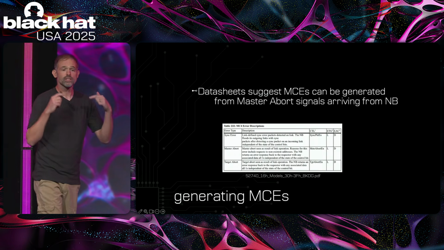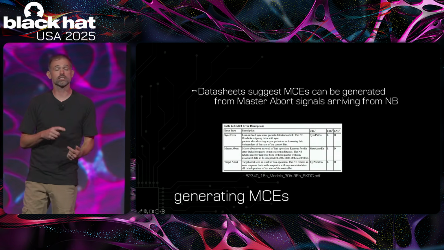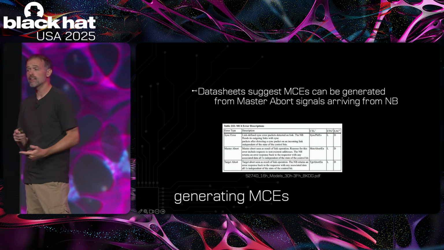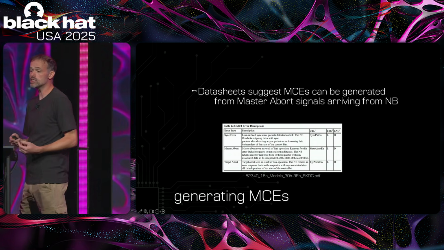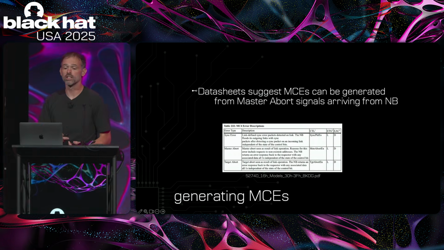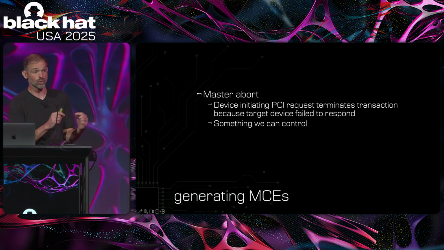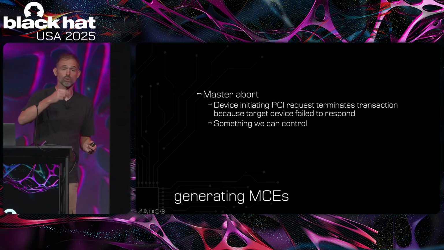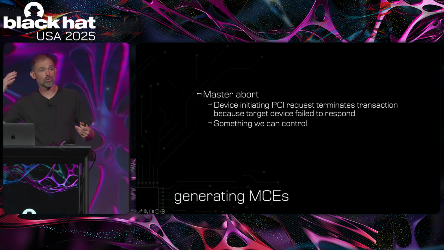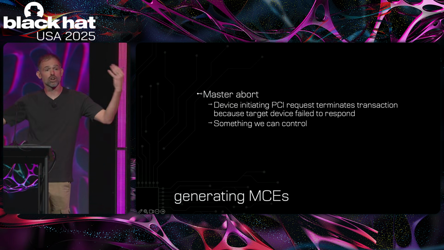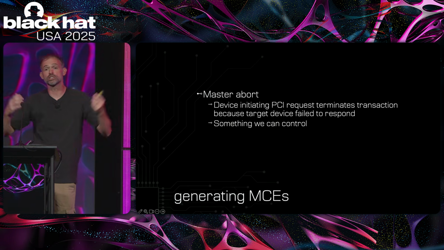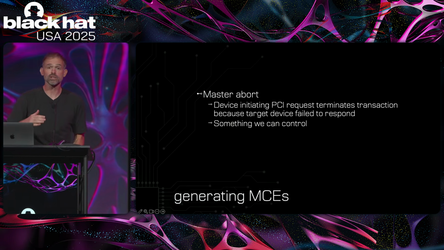The details here are going to vary across different generations, but it at least gives us a decent starting point. So the data sheets here, diving into the North Bridge, kind of suggested something interesting, that maybe you can generate machine checks from a master abort signal arriving from the North Bridge. So I thought this sounds great, because the master abort is something that we can actually control. A master abort signal in PCI is when you've got one PCI or PCIe device trying to talk to another, and the other one doesn't respond. What you get is a master abort. That's something we can actually control.